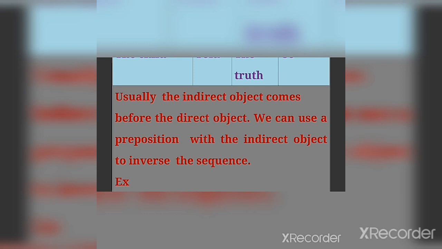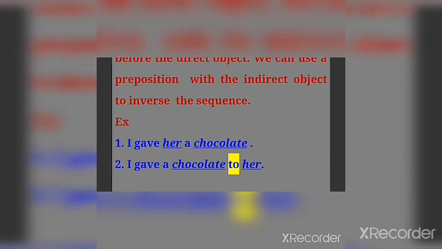Now usually the indirect object comes before the direct object and we can use a preposition with the indirect object to invert the sequence. Okay, here it is saying that sometimes the indirect object comes before the direct object and we can use a preposition with the indirect object to invert the sequence.